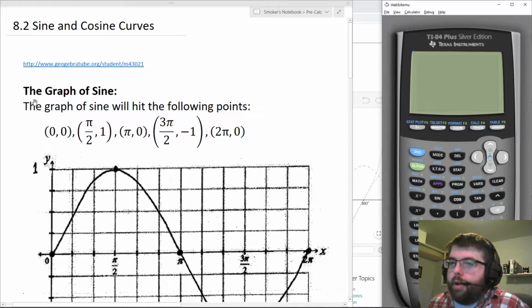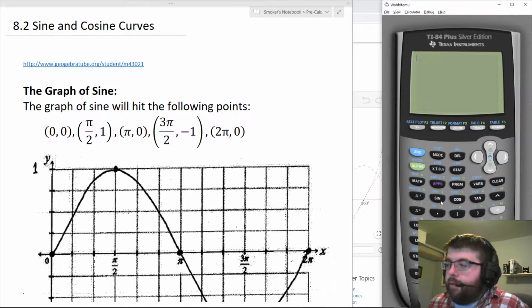So I'm going to start at the top of these notes, and what we're going to do is graph the sine function. We're going to do this by plotting some specific points that are nice to graph, and then just making the curve from there.